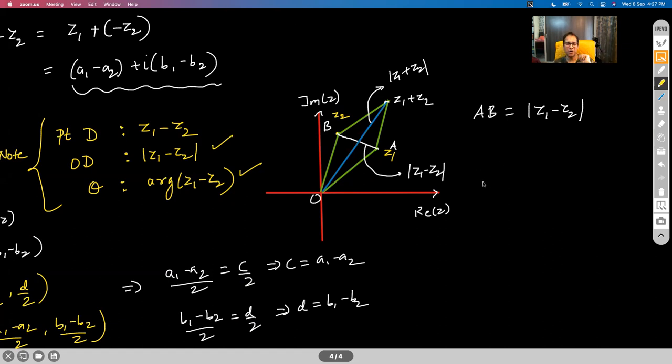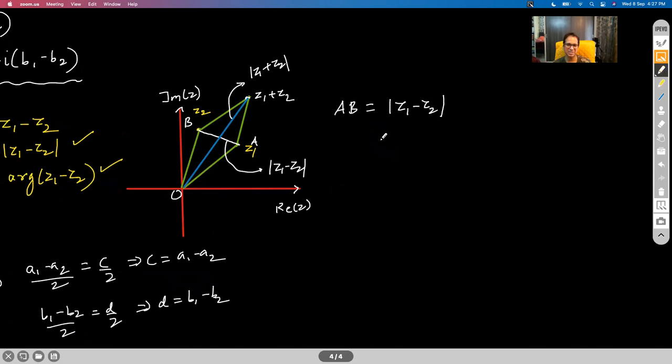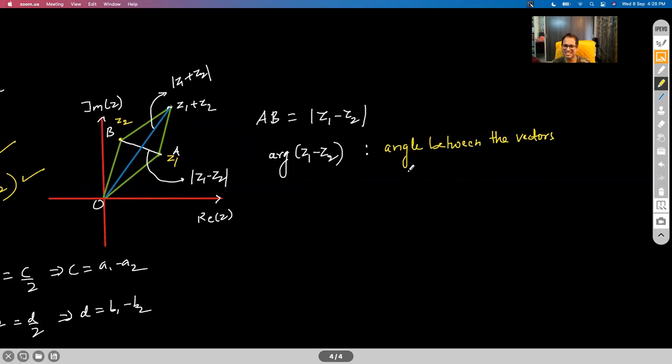Okay. Now, many people ask me, sir, how do you know the argument of Z1 minus Z2 from this diagram? There's a trick for that also. To know the argument, note this down. I would request everybody to write this down. To know the argument of Z1 minus Z2, basically you find out the angle between the vectors Z2, Z1, or in this case, the vector, I would write it as the BA vector.